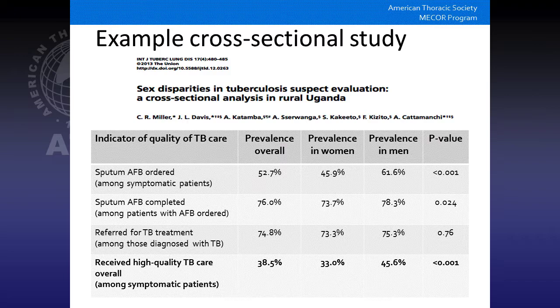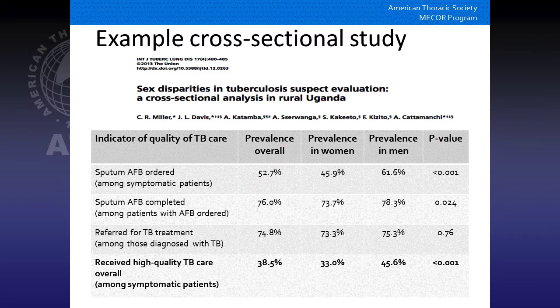So here's an example of a cross-sectional study that looked at sex disparities in the treatment of persons with suspected tuberculosis in rural Uganda. And at the very bottom there in bold, we can see an assessment of whether or not persons who had suspected TB received high-quality care. And that care is indicated in the lines above it. That is, was an AFB ordered? Was it completed? Were they referred for treatment? So they came up with a sort of a composite outcome, which is, did they receive high-quality care?